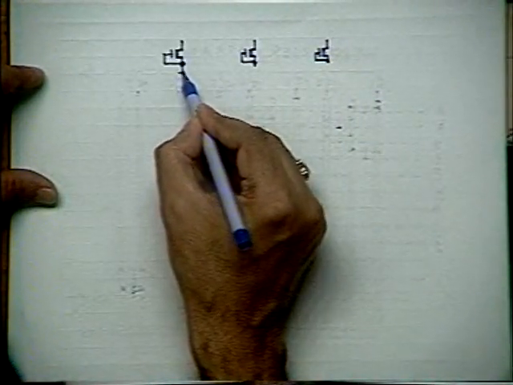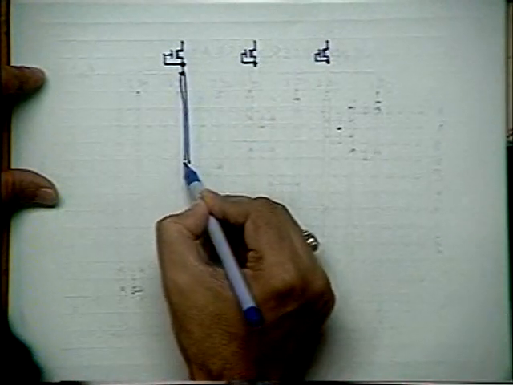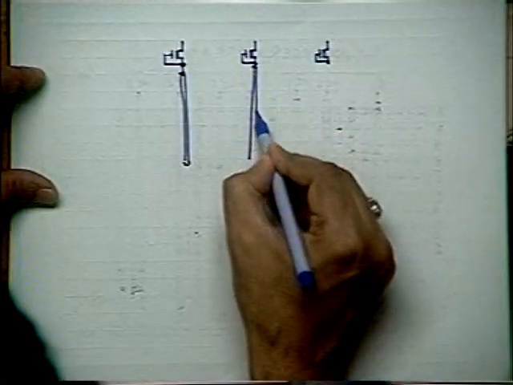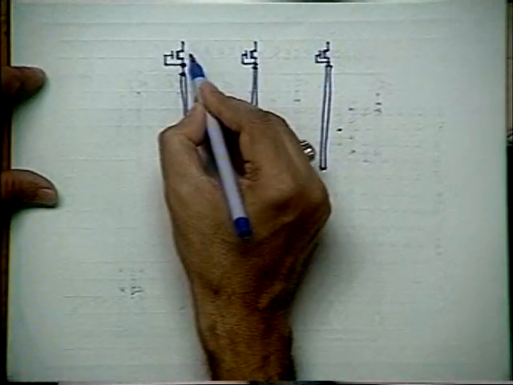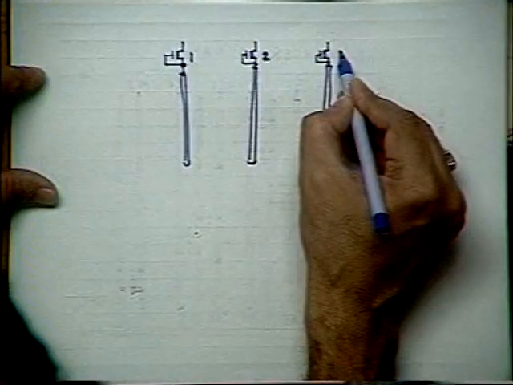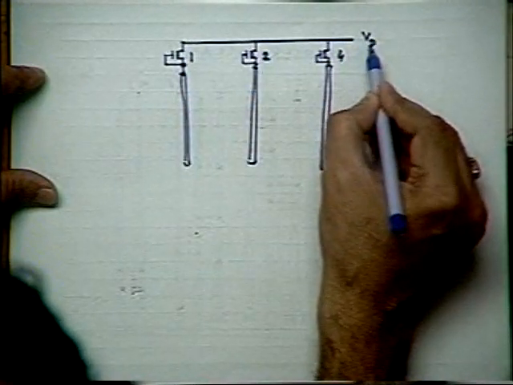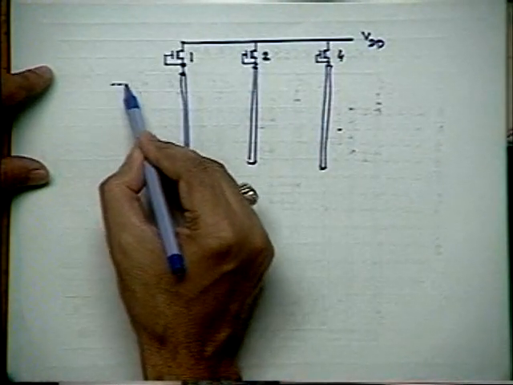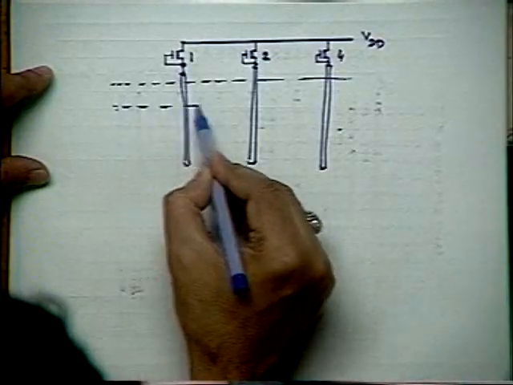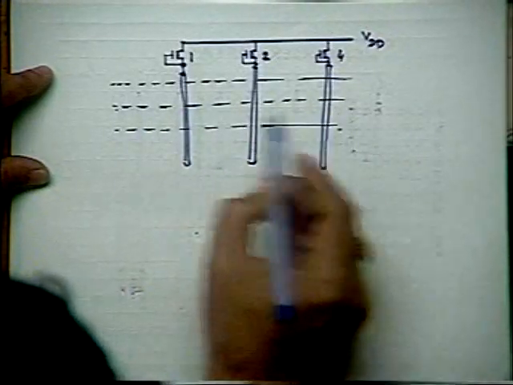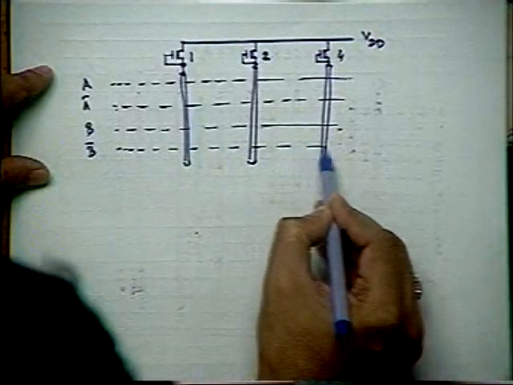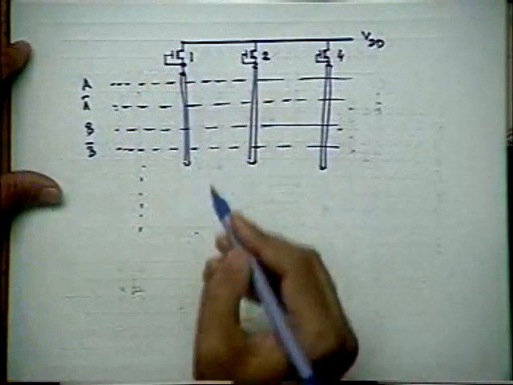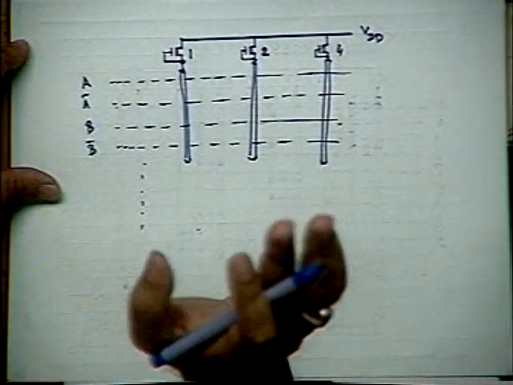Like this. From here, you go downward. I'm calling them 1, 2, and 4. This is VDD. Your ABCD, etc. is just as before. This is A. A bar, B bar. Same thing as before, as I have done earlier. Then there is a break somewhere, but at what point the break has to be, you have to decide.